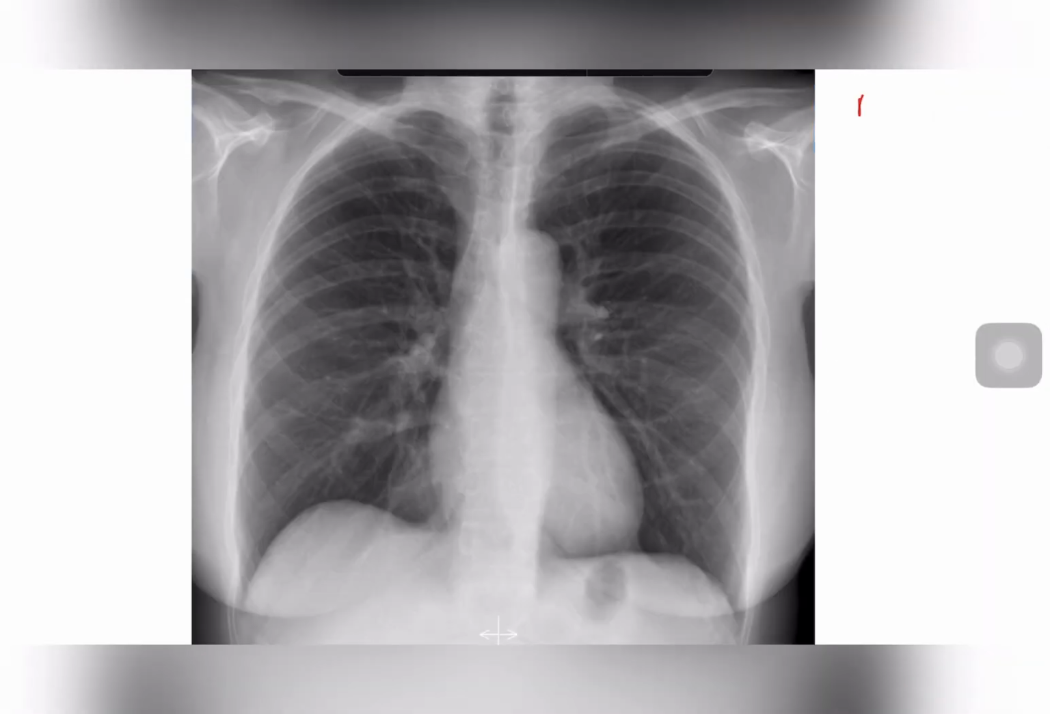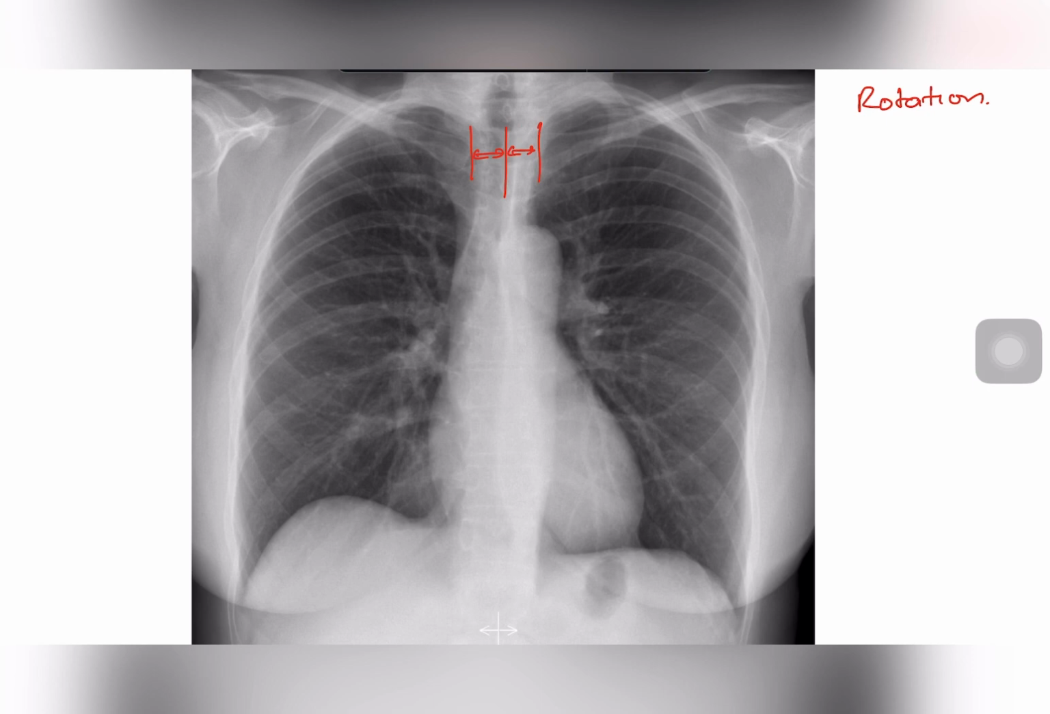In rotation, the medial aspect of each clavicle should be equidistant from the spinous process. And also the spinous process should be vertically oriented against the vertebral bodies.